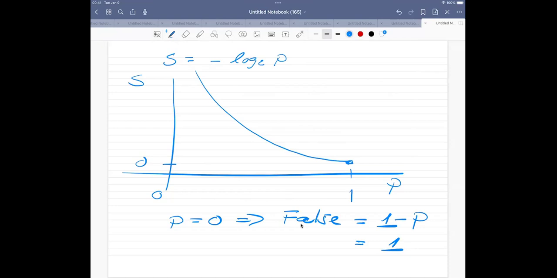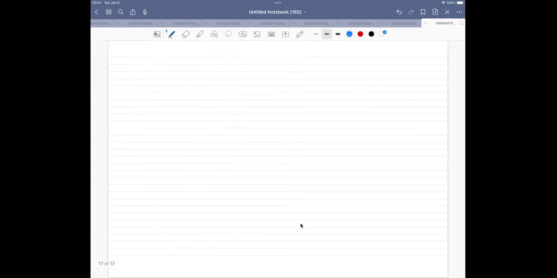So what we could try now is another function. And this is the function which actually people end up with. So we could now try S, which is minus p of log 2 of p.